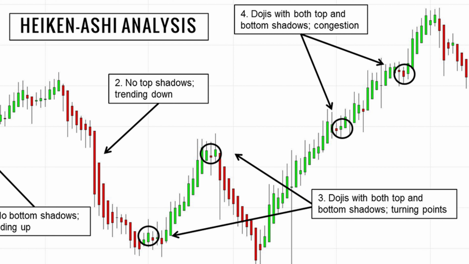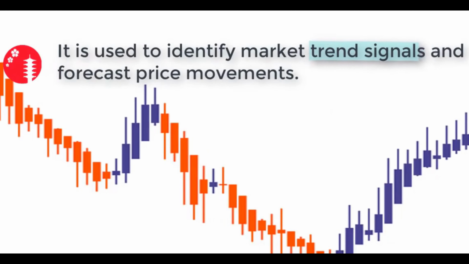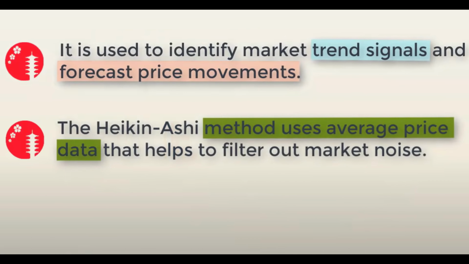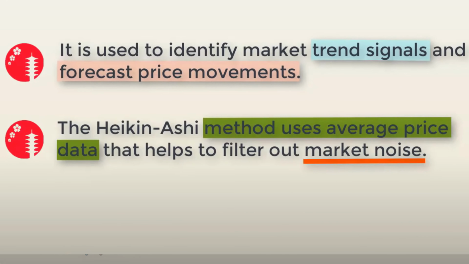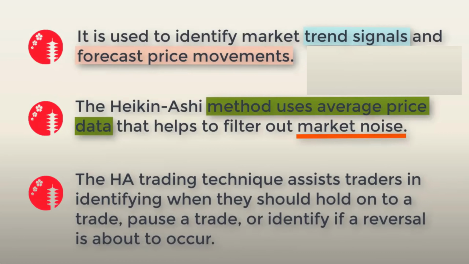And now, what is the Heiken Ashi technique? The Heiken Ashi technique is a Japanese candlestick-based technical trading tool that uses candlestick charts to represent and visualize market price data. It is used to identify market trend signals and forecast price movements. The Heiken Ashi method uses average price data that helps to filter out market noise. The absence of market noise results in a clear illustration of market trends and direction, which helps determine potential price movements. The trading technique assists traders in identifying when they should hold on to a trade, pause a trade, or identify if a reversal is about to occur.